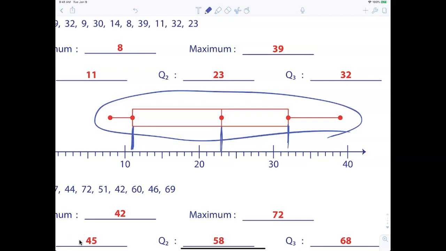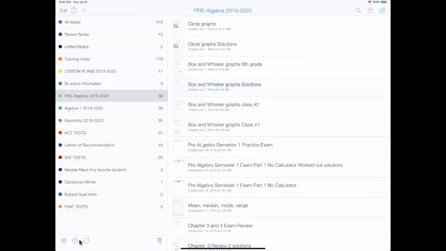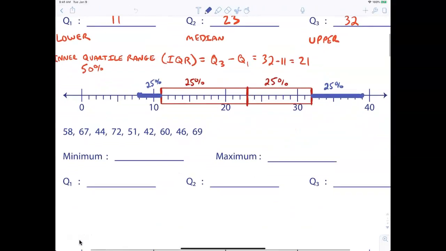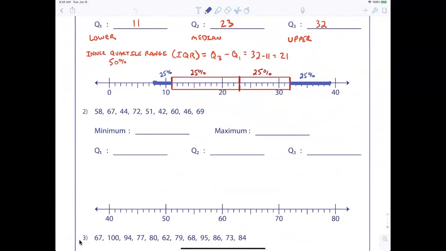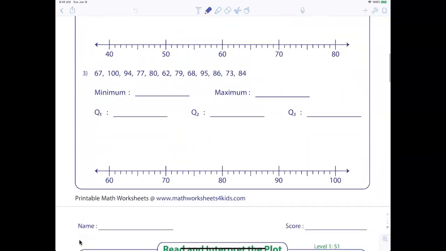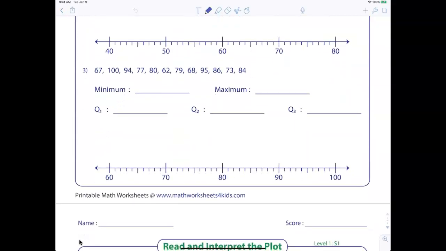Now, number 2 is exactly the same as number 1, so I'm not going to make you do that one right now. I'm going to skip to number 3. Why is number 3 a little bit different? There's an even number of data points. And because there's an even number of data points, is there really a middle? No, there really is no middle.